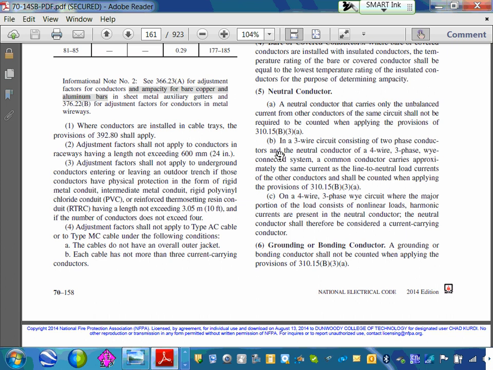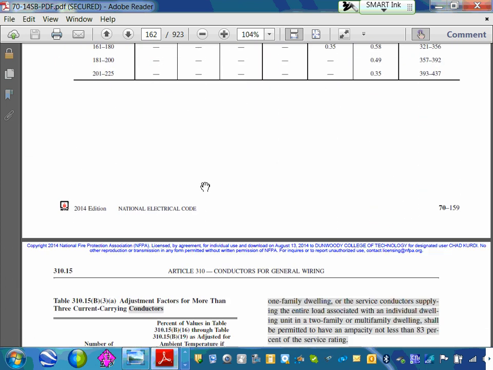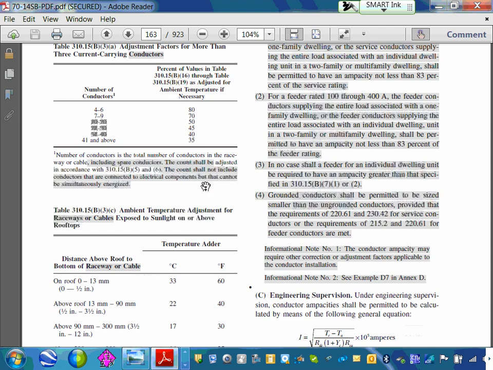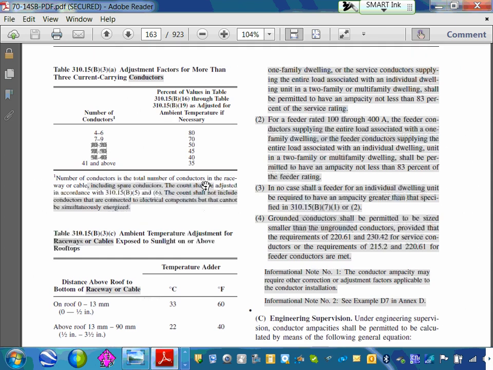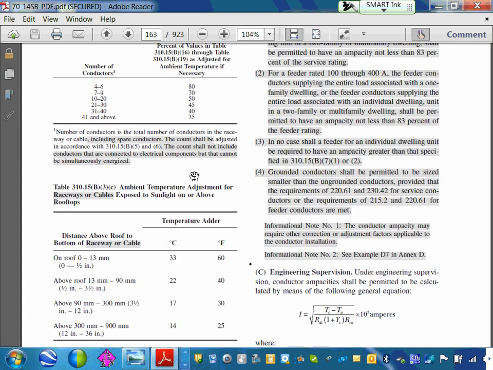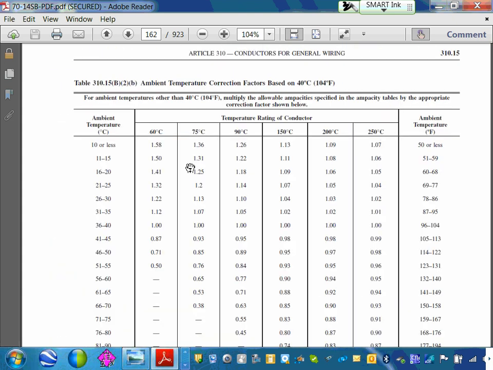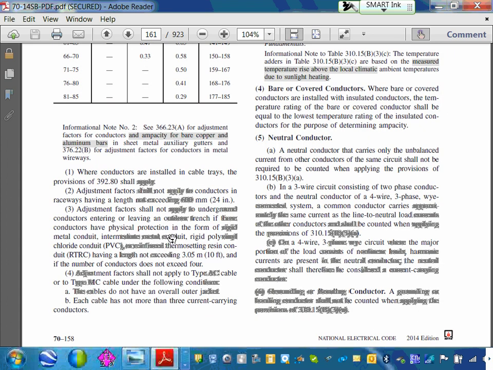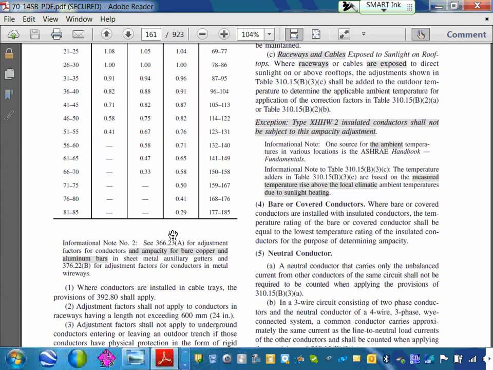Okay, where did we get that one? You got me. Bundling and the ambient temperature, right? I can't remember now. 10 feet. Reinforced 10 feet. Okay.